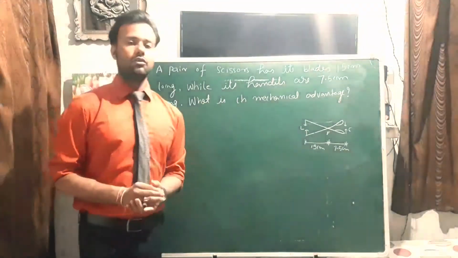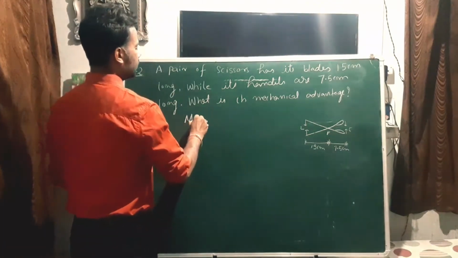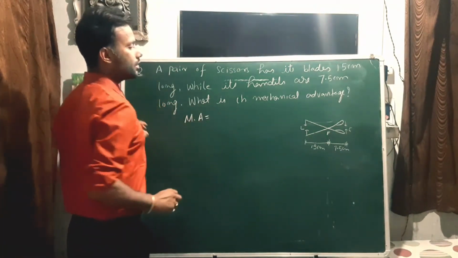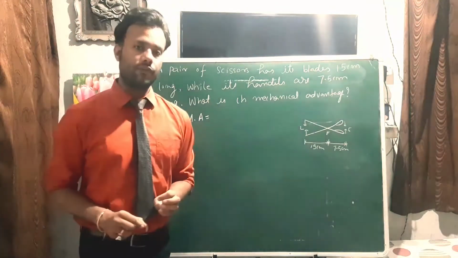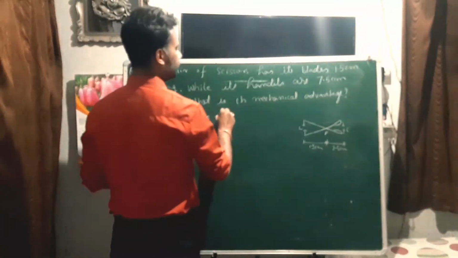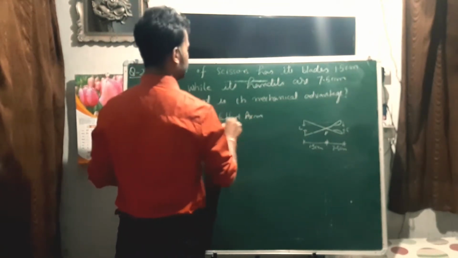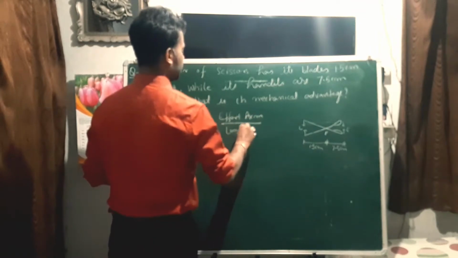So you know how to calculate the mechanical advantage. Again, the mechanical advantage, that is MA, is equal to the ratio of effort arm to the load arm, right? So effort arm divided by load arm.